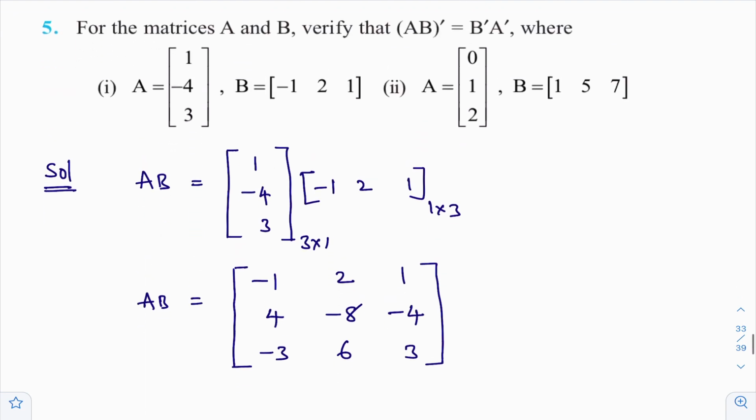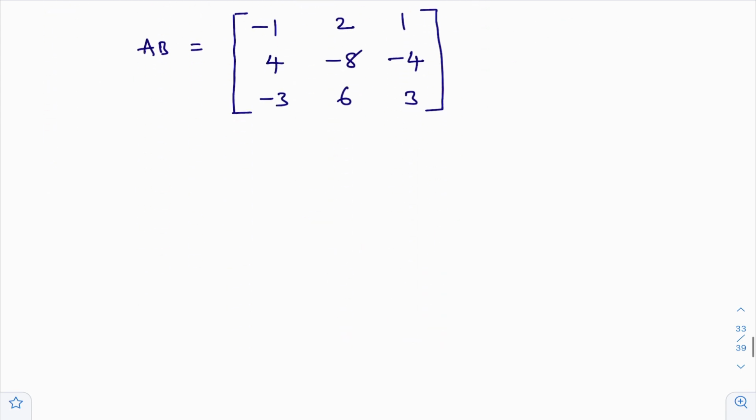What do I want to verify? I want to verify that (AB) whole dash equals B dash into A dash, right? So I need (AB) whole dash. I just calculated AB. Now I need (AB) whole dash. (AB) whole dash means transpose of this matrix. Yes, transpose. How to write transpose of this matrix?